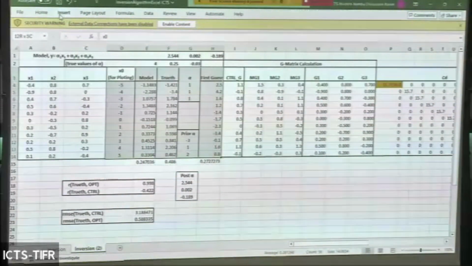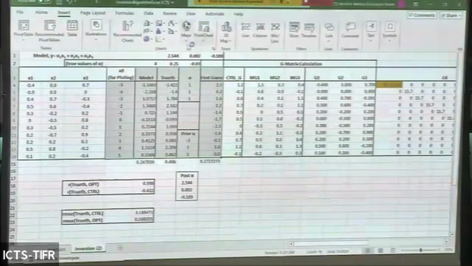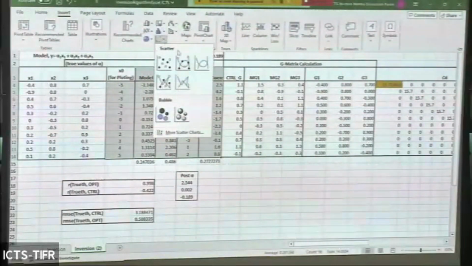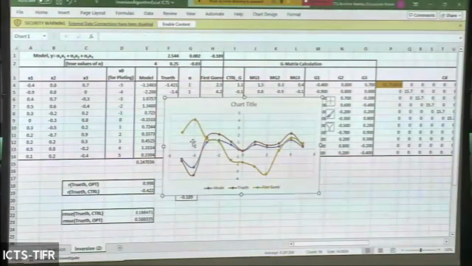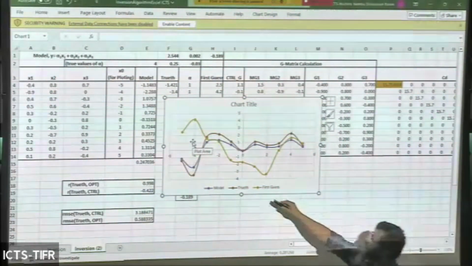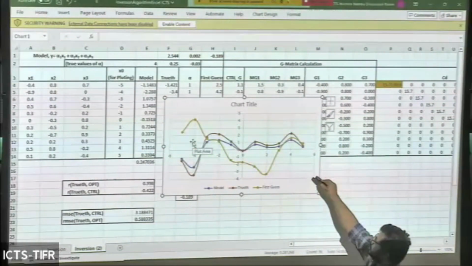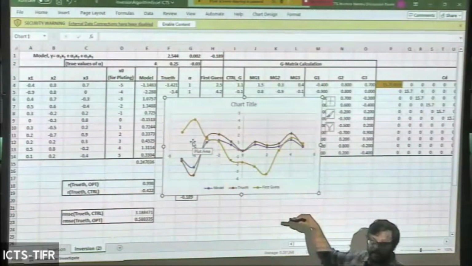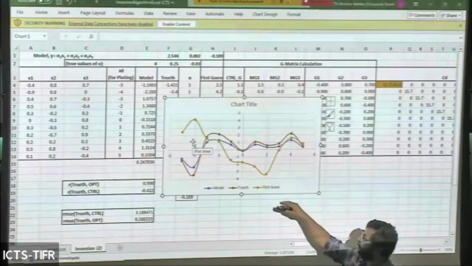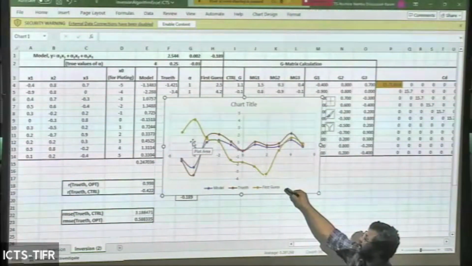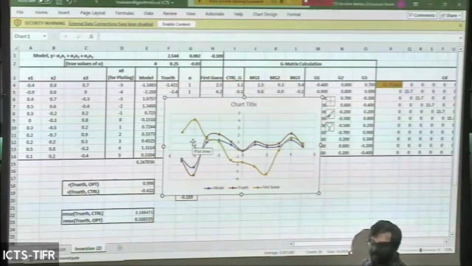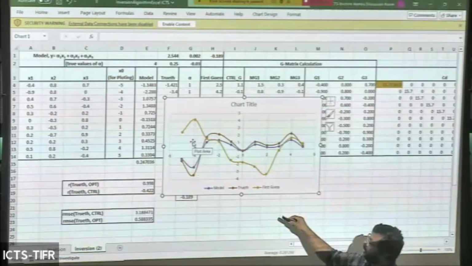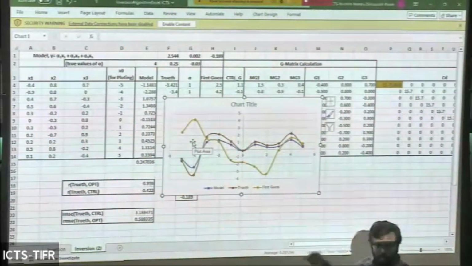So just hold, insert, chart. This is a good one. What are these? My truth was orange, and my wrong prior, which is first guess, reproduced y like this, which was wrong prior. I have alpha and alpha. But when I optimize the alpha, I put it back, it produced the blue.